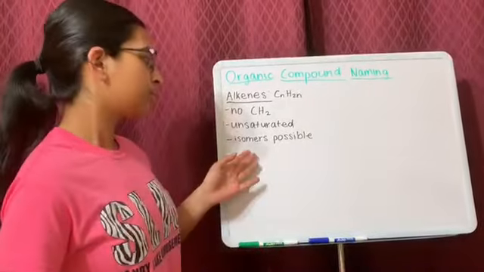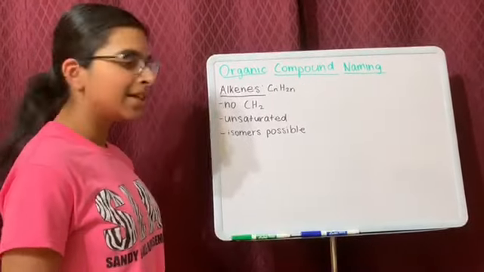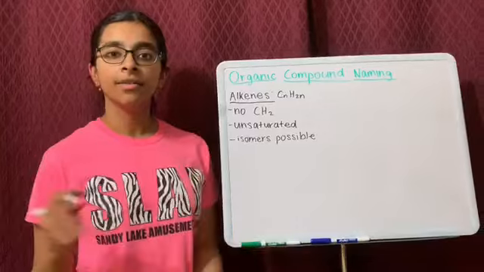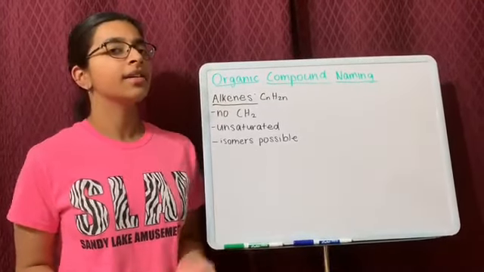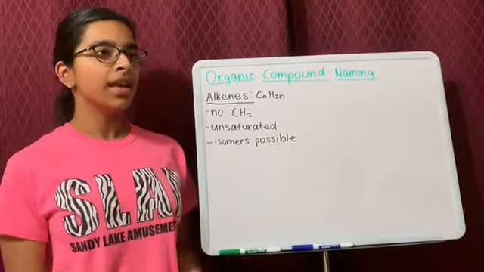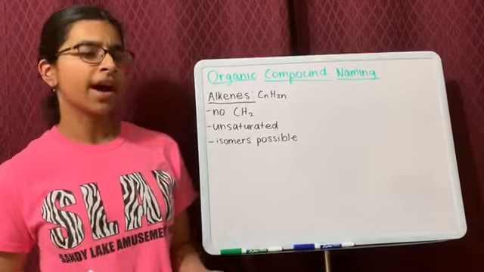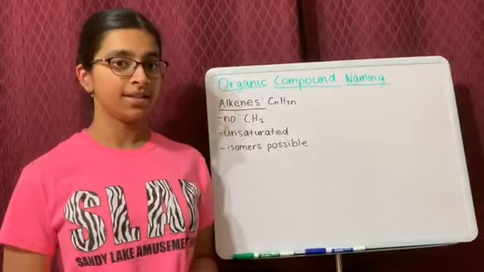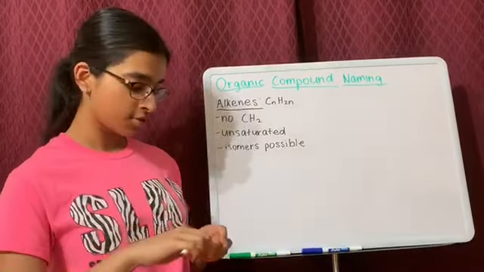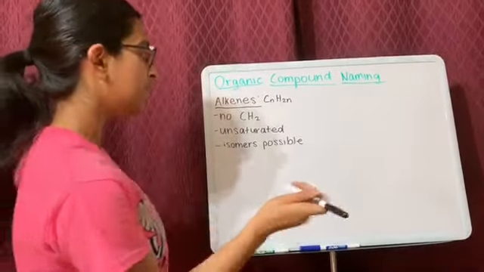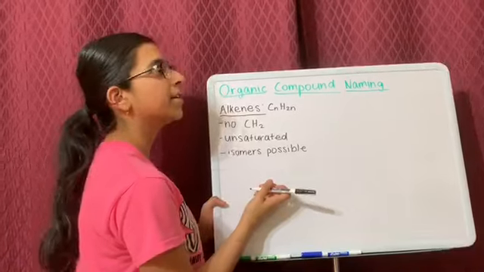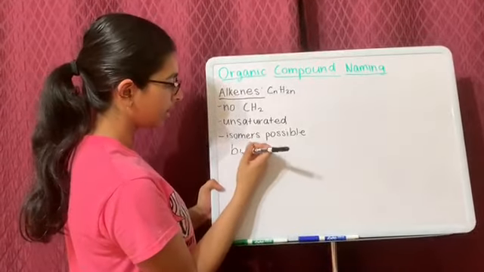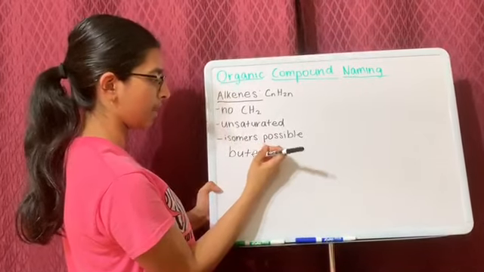And there are isomers possible with the alkenes. An isomer is a molecule that has the same formula as another molecule, but its structure is different if you draw it out. So there is a specific system for naming these isomers. I'm going to show you how to name a butene with 1 double bond. So suppose we have butene. Let's draw this compound.